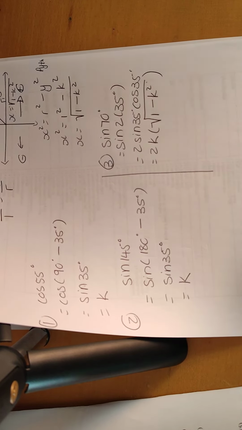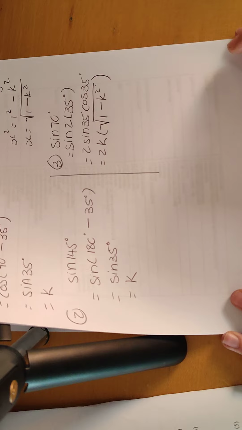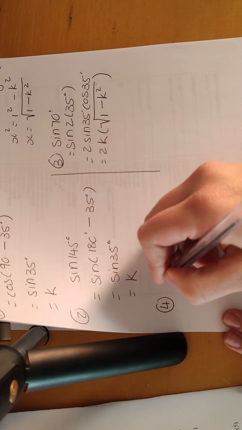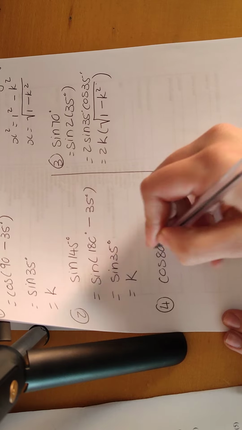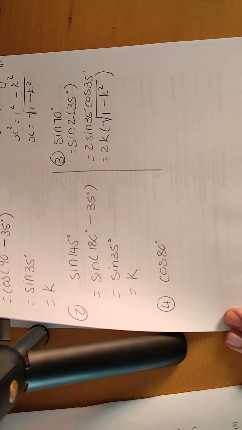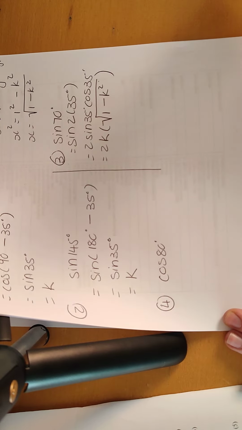And then the last question that they gave you here was cosine 80 degrees. Okay, so this one was a bit difficult, I will give you that. Cosine 80 degrees. 80 degrees is not 2 times 35 degrees. It's 90 degrees minus 10 degrees, yes, but there's no 10 degrees within my Cartesian plane. We don't have anything like that.